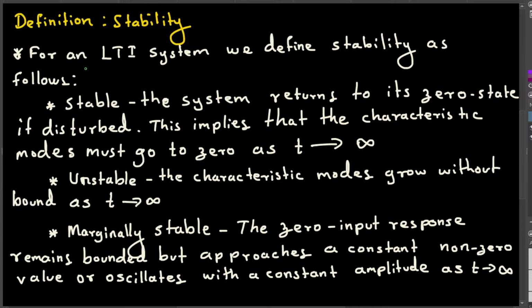Definition: stability. For an LTI system, we define stability as follows. Stable: the system returns to its zero state if disturbed. This implies that the characteristic modes must go to zero as t approaches infinity. Unstable: the characteristic modes grow without bound as t approaches infinity. Marginally stable: the zero input response remains bounded but approaches a constant non-zero value or oscillates with a constant amplitude as t approaches infinity.